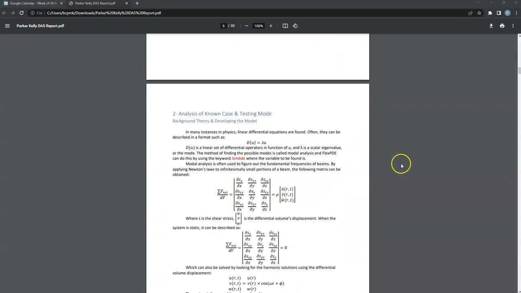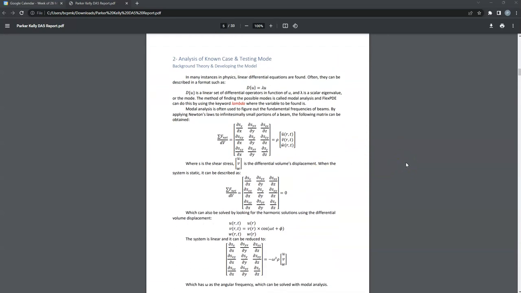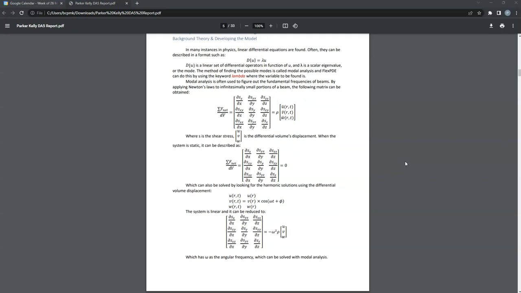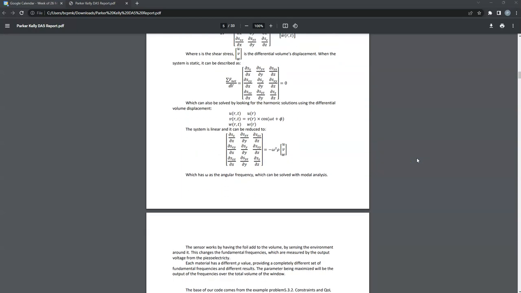Looking at background theory, you can assume that our bridge is like a beam, and then we can look at it through the lens of Newton's laws to a small portion of a beam. You can see here our equations for shear stress, looking at different harmonic solutions using the differential volume displacements, and looking at angular frequency, which will be solved with modal analysis.